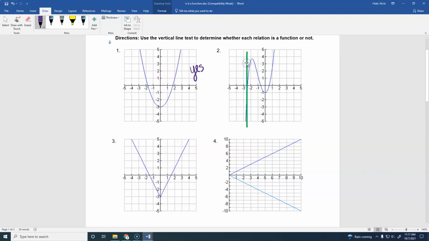Is there anywhere that you touch this vertical line twice? No. It gets really steep over here where it kind of looks like maybe it touches twice, but it does not. It's still moving out just a little bit. If it touches that vertical line twice, it's a no. But this one is a yes because it does not touch that vertical line twice.